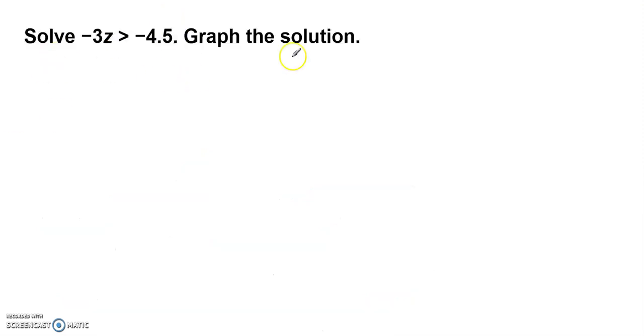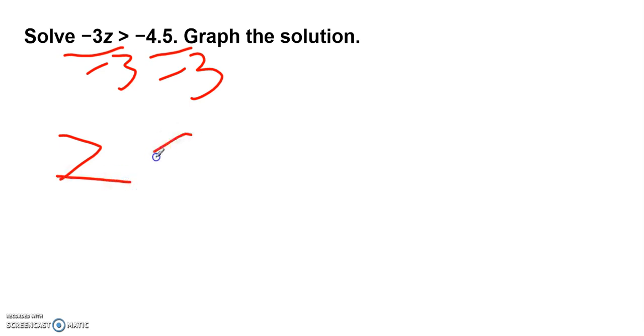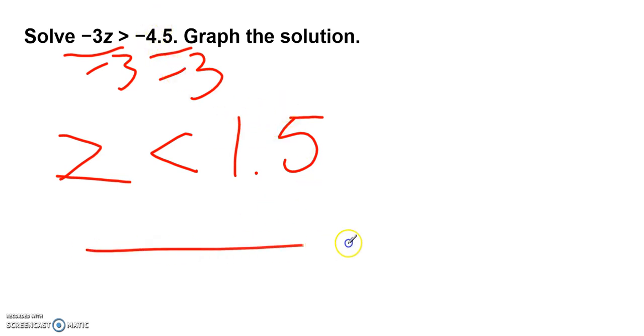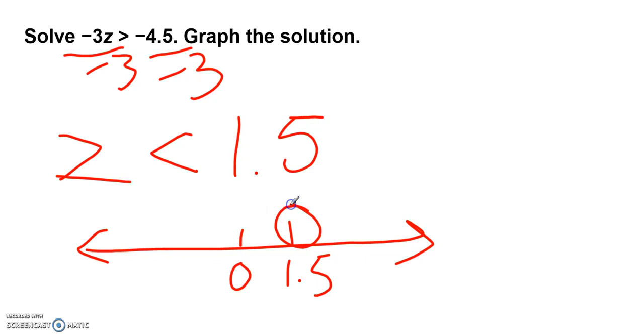And then it says to solve this and graph it. So negative 3, negative 3. So we have z. And then we switch it. So now it's less than 1.5. Okay, because this is a negative and that's a negative, so it's going to make a positive. And then if I graph it, I have my 0, my 1.5. It's going to be an open circle, and the arrow goes this way because z is less than.